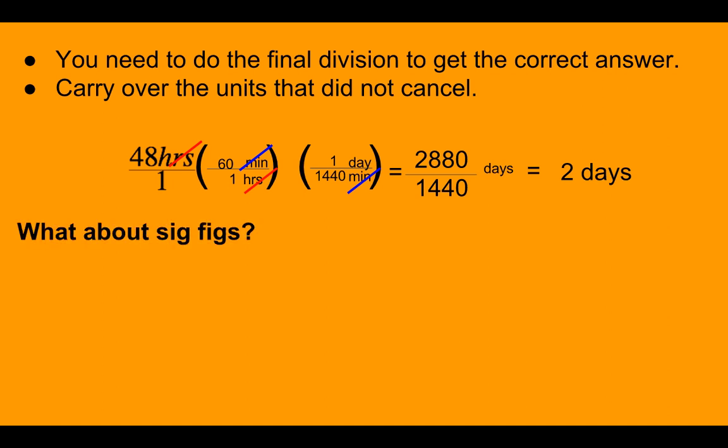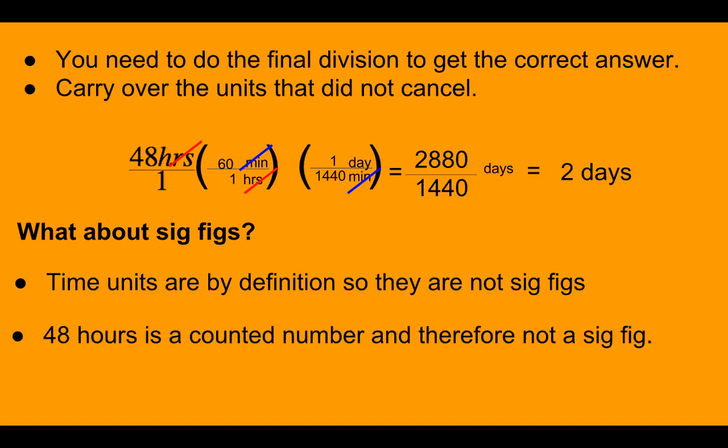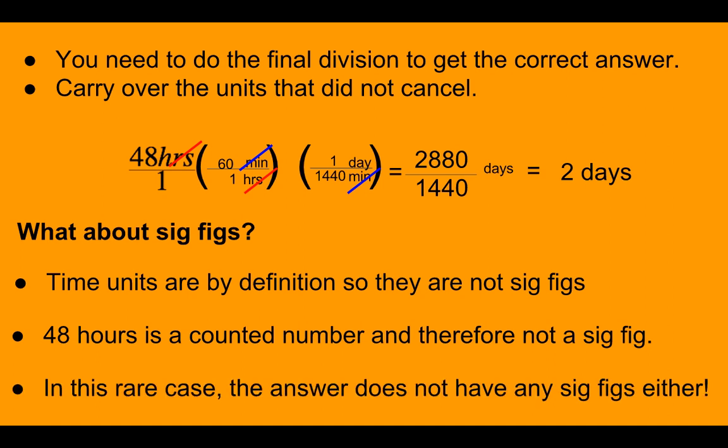Now, what about sig figs? We talked about sig figs in the earlier video. Time units are by definition, so no sig figs. So that's the minutes over hours and the days over minutes. And the 48 hours is a counted number, so there's no uncertainty, so no sig fig. So this is the very rare case when the answer doesn't have sig figs either. It's kind of weird, kind of cool.